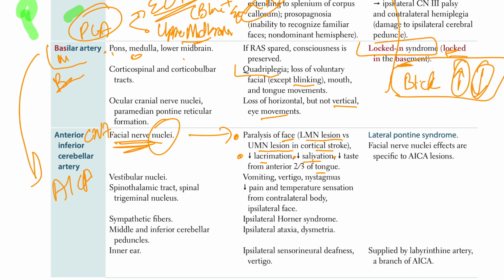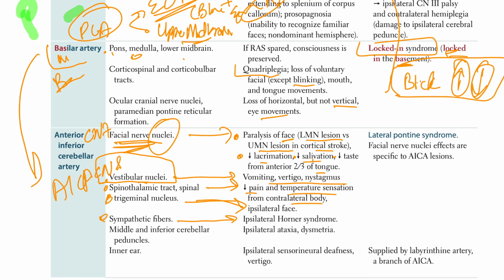Okay. If the area of the lesion is CN8, which is the vestibular nuclei, the spinothalamic tract, trigeminal. So let's talk about the first one, the vestibular nuclei, CN8. With that, you will cause vomiting, vertigo, nystagmus. With the spinothalamic tract, you will cause decreased pain and temperature sensation from the contralateral body, with the trigeminal nucleus causing ipsilateral face involvement, right?